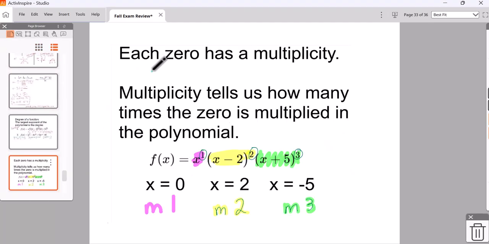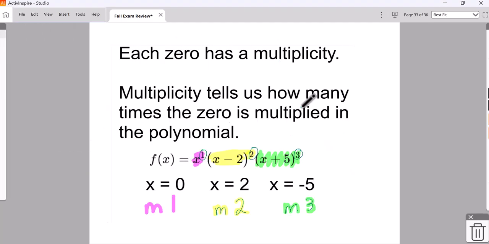And speaking of zeros, each zero has a multiplicity, like we saw on that last problem. So x to the first has a multiplicity of 1. X minus 2 squared has a multiplicity of 2. X plus 5 cubed has a multiplicity of 3.